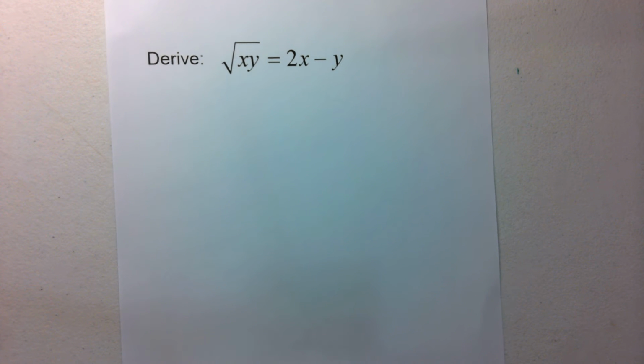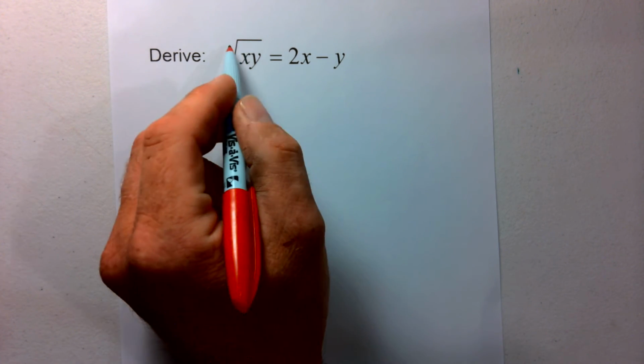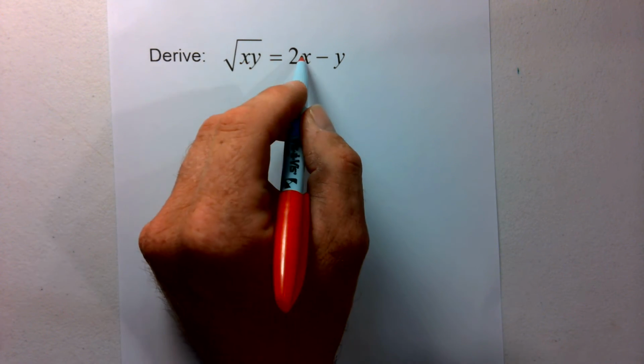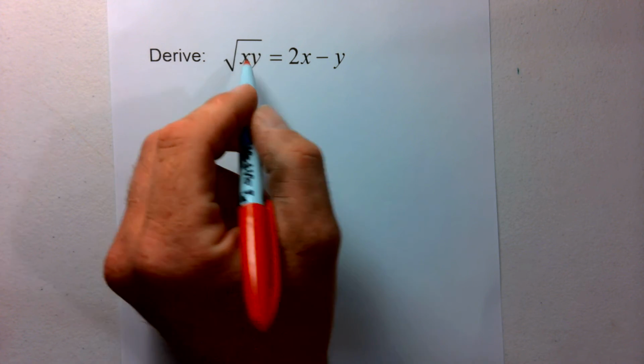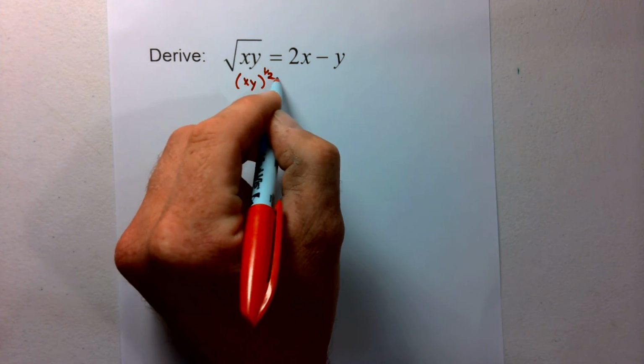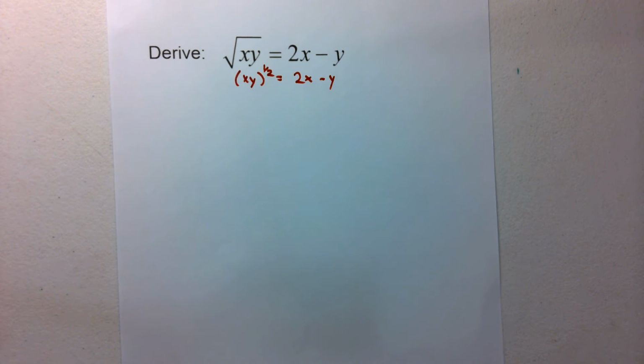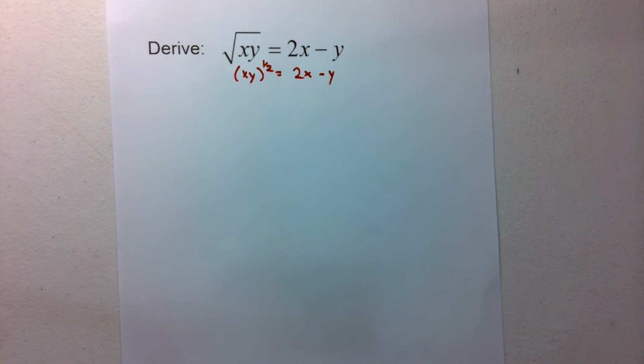Our last one's going to be, again, another fun one. We have the square root of xy equals 2x minus y. With all of our radicals, we've always changed them to fractional exponents, so we're going to do the same here. So we have the quantity xy to the 1/2 equals 2x minus y.